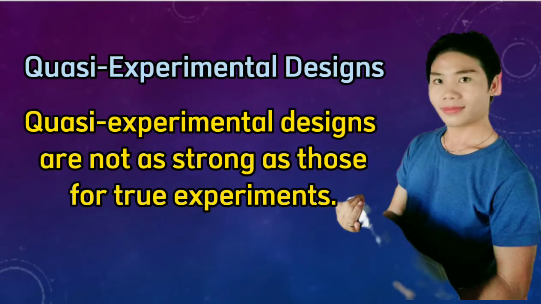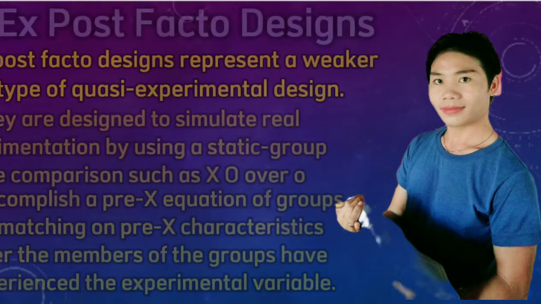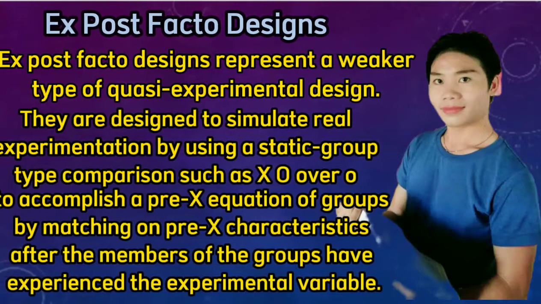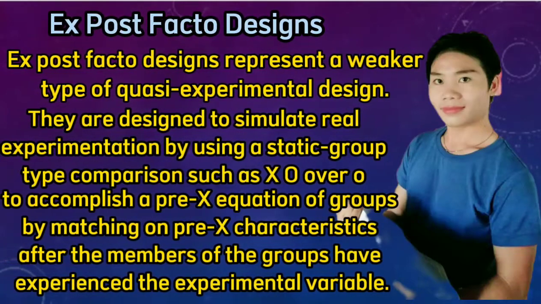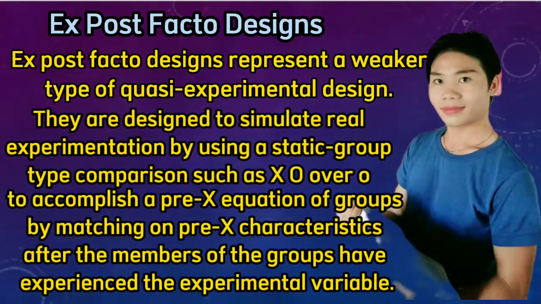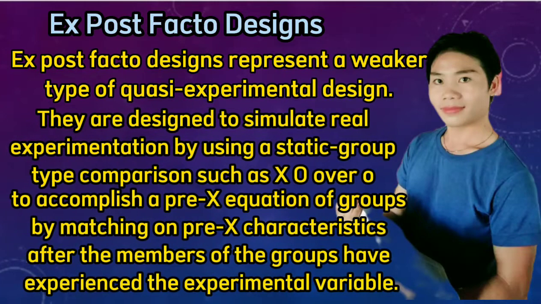Quasi-experimental designs. Quasi-experimental designs are not as strong as those for true experiments. Ex post facto designs. Ex post facto designs represent a weaker type of quasi-experimental design. They are designed to simulate real experimentation by using a static group type comparison such as X over O to accomplish a pre-X equation of groups by matching on pre-X characteristics after the members of the groups have experienced the experimental variable.